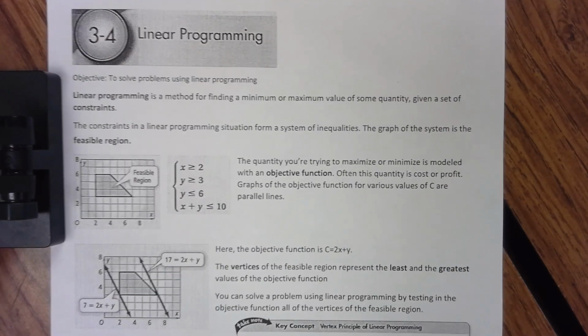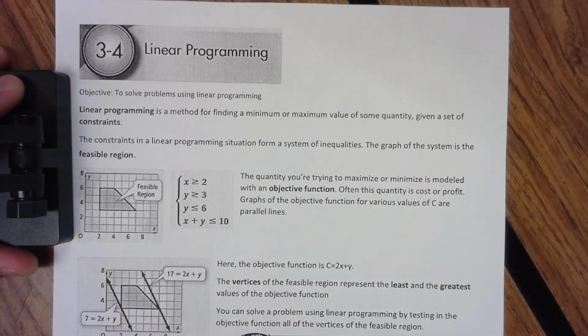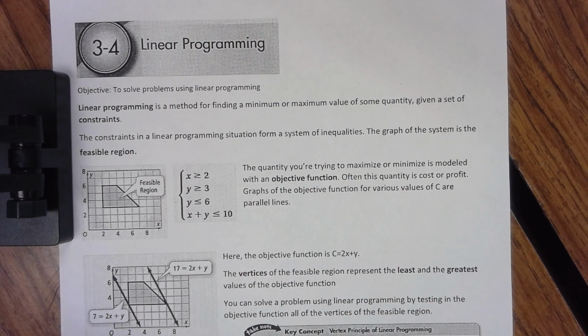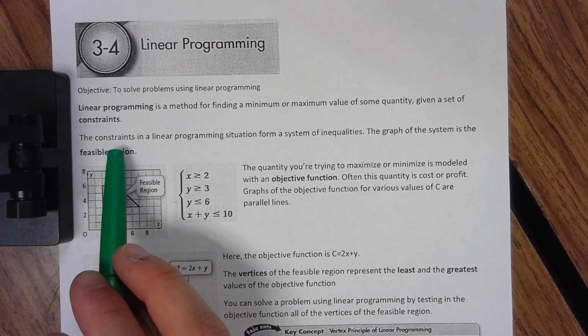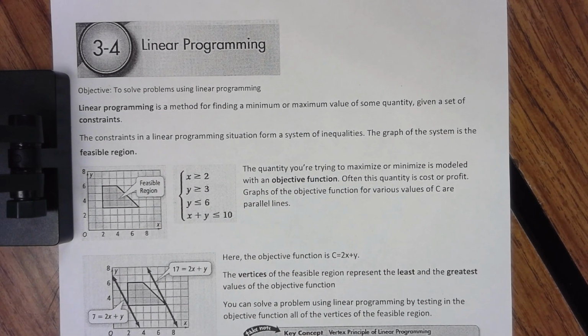Programming is a method for finding a minimum or maximum value of some quantity given a set of constraints. So the set of constraints, that's where we're going to build the inequalities or the equations. The constraints in a linear programming situation form a system of inequalities. That's where we graph the lines, shade the region that makes all the inequalities true.